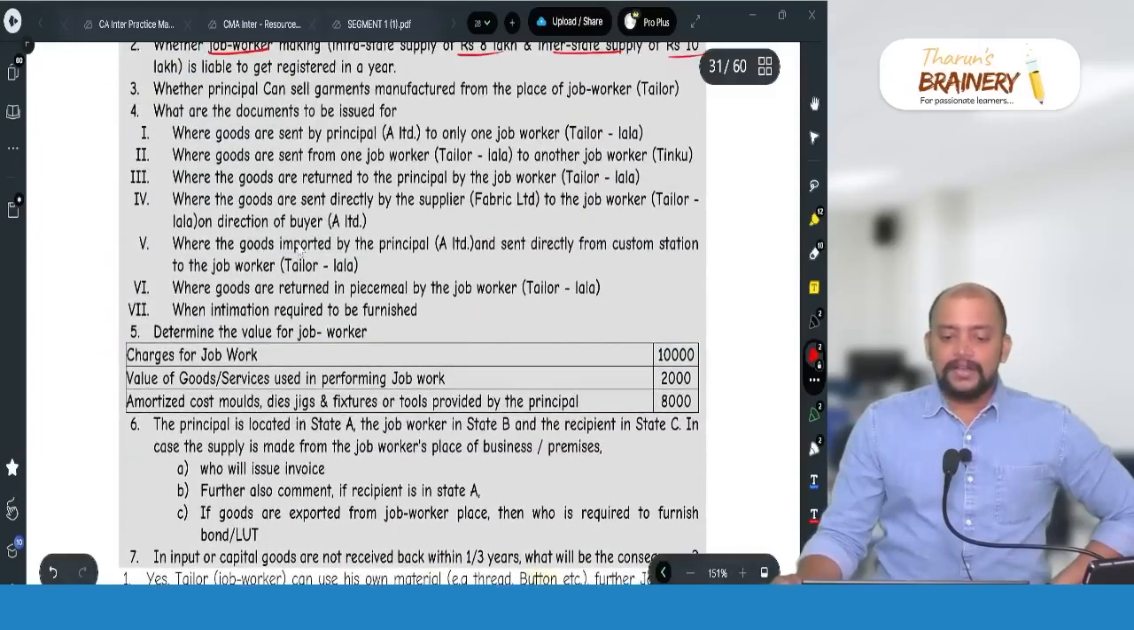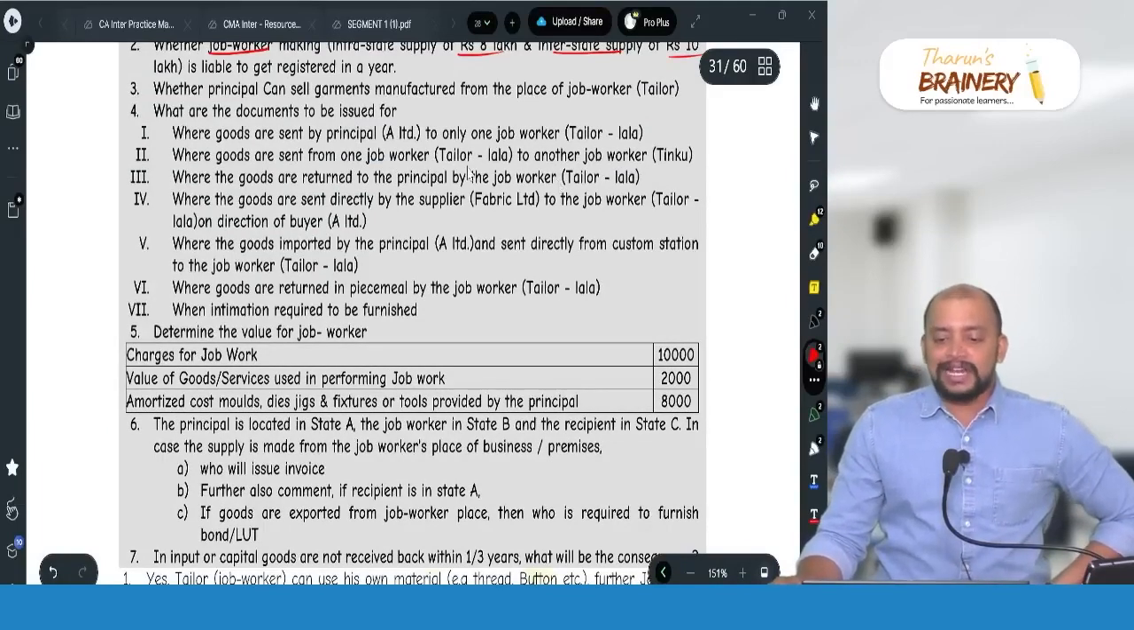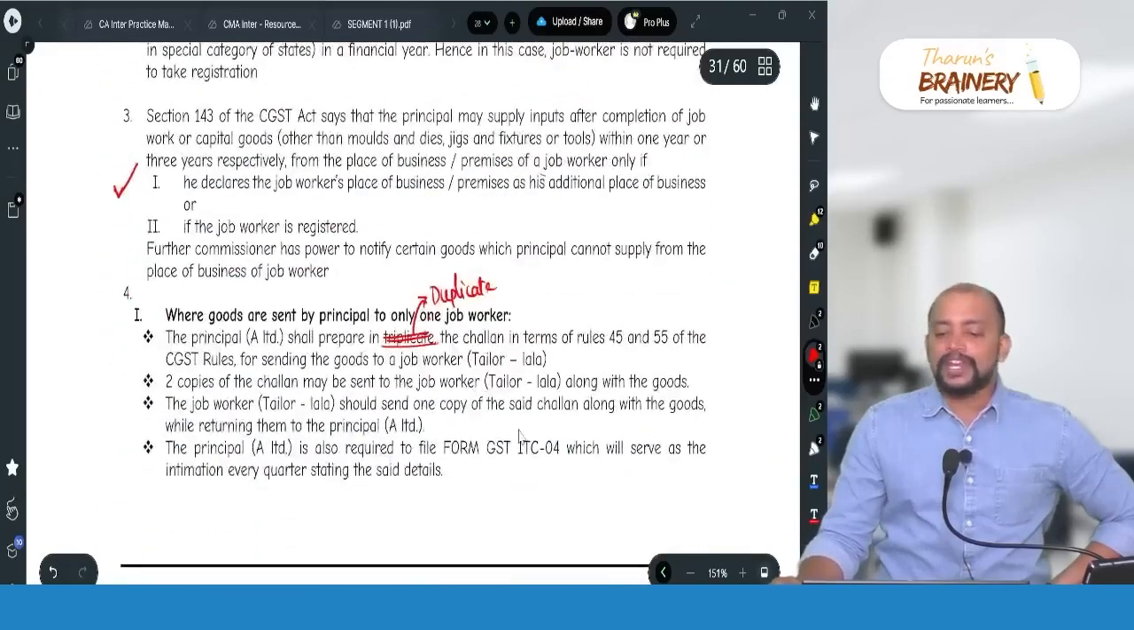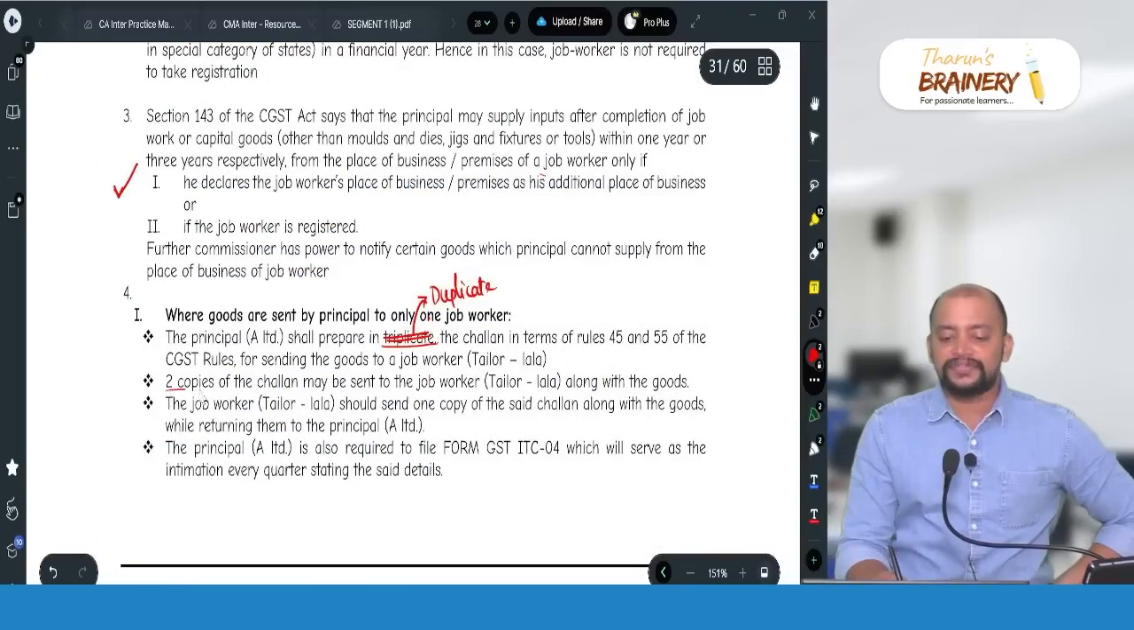Next, where goods are sent from one job worker to another job worker, so one job worker Taylor Lala to another job worker Tinku, they need to raise another challan, one challan to another person. So again, two copies of the challan may be sent by job worker Taylor Lala along with the goods.